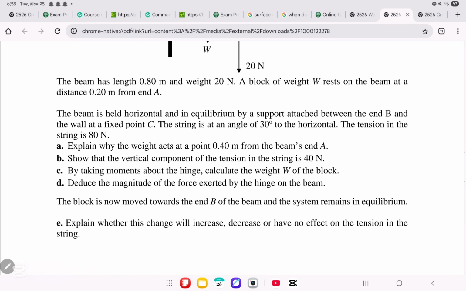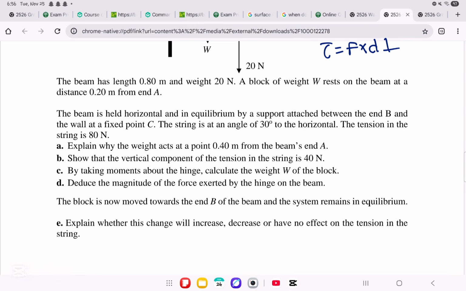Now we continue reading. It says the block is now moved towards the end of the beam, and the system remains in equilibrium. Explain whether this change will increase, decrease, or have no effect on the tension of the string. As the block moves toward the string, it exerts a greater clockwise torque on the beam because the distance becomes greater. Because what is the torque? Torque is force times perpendicular distance. The force stays the same, but the distance is changing. It's increasing because we're going farther away from A all the way till B. So it will exert a greater clockwise torque on the beam.